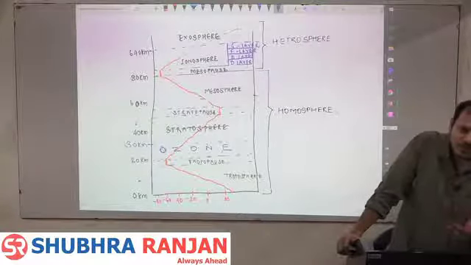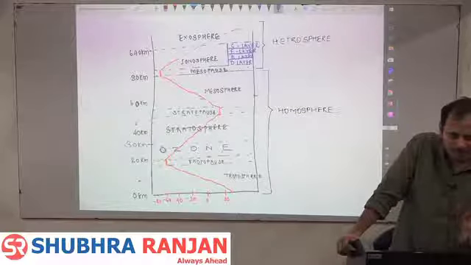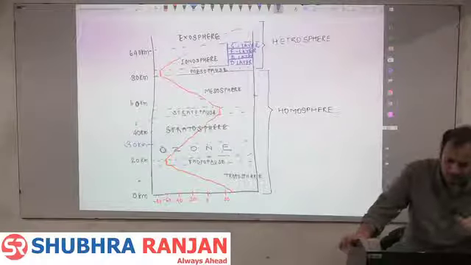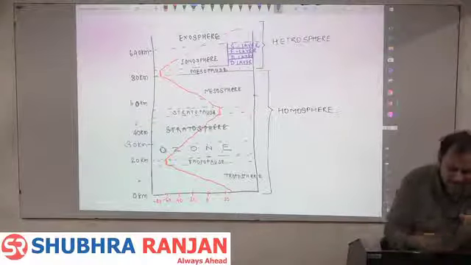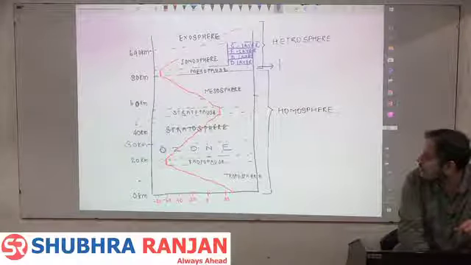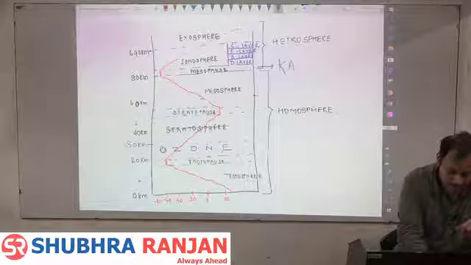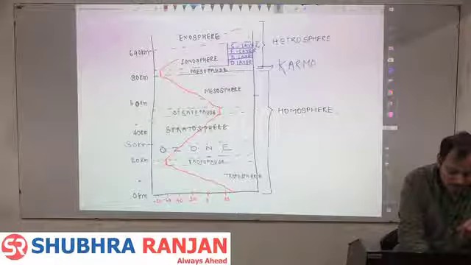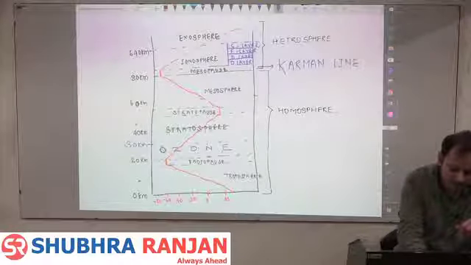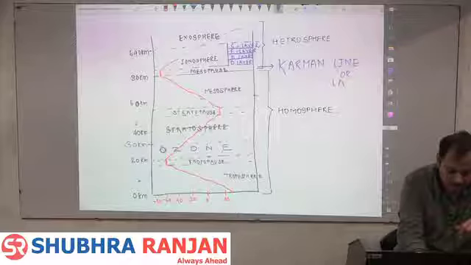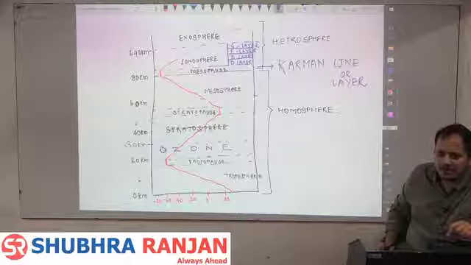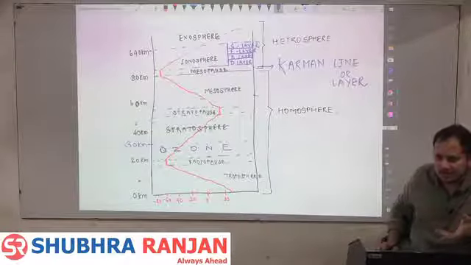What is inner atmosphere? Mesosphere के नीचे वाला. What is the outer atmosphere? Mesosphere के ऊपर वाला. What is this line which divides the inner and outer atmosphere known as? It is known as करमान लाइन और लेयर. इनर एंड आउटर एटमॉस्फेयर के बीच की बाउंड्री.